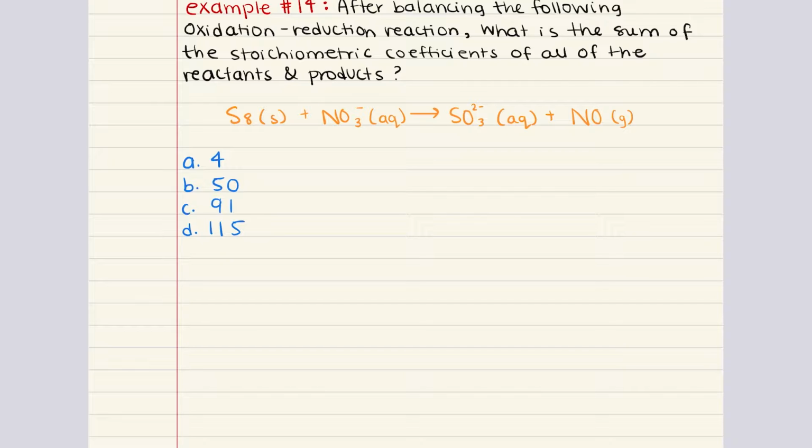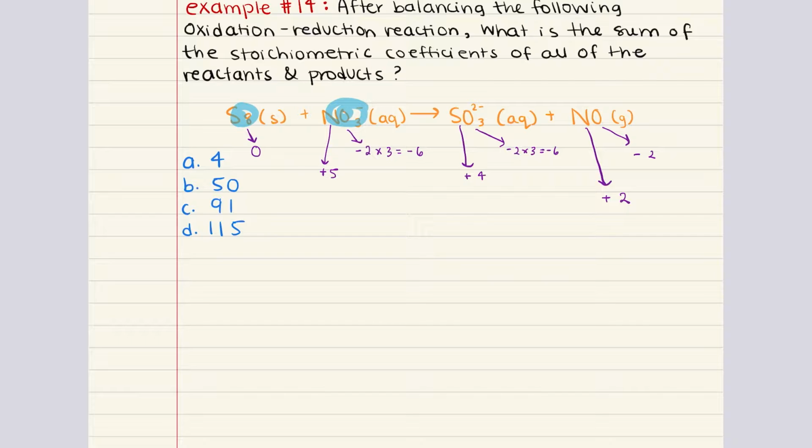To be able to get our oxidation half reaction and our reduction half reaction, we need to look at this reaction and decide what is being oxidized and what is being reduced. So our first step here is going to be to assign oxidation numbers to all of our atoms. Starting off here, each sulfur atom in elemental sulfur has an oxidation number of 0. Then we can look at our nitrate ion. It has a charge of -1.